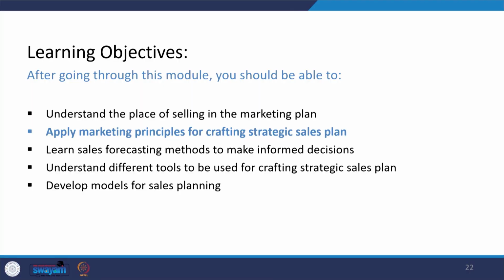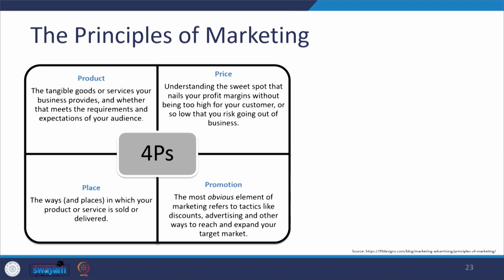Now coming to the second objective of this week 2, which is to know marketing principles and how to apply them for creating a strategic sales plan. McCarthy gave us the 4 P's of marketing. These are the 4 principles of marketing. He specifically talks about 4 P's, which is actually the acronym of product, price, place and promotion.